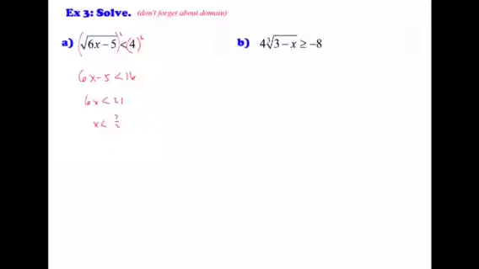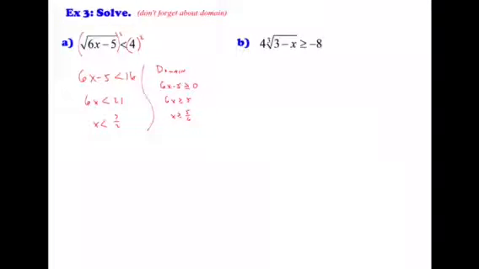Now, if that was it, that would be nice, but you also have to think about the domain. What's your domain for a square root? Well, there's a restriction. You can only take the square root of 0 or larger. So whatever's underneath the radical, in this case 6x minus 5, must be greater than or equal to 0. And that's true for all even indices. So now we solve this, and we get x is greater than or equal to 5 sixths.